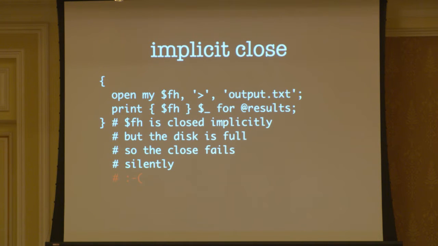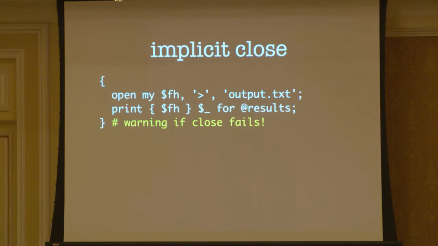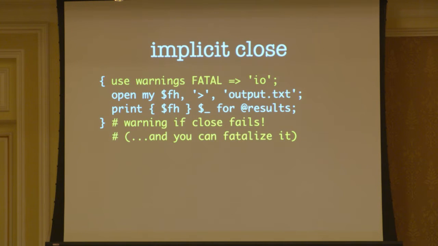So what happens now is you still get the implicit close, and it can still fail, but you will get a warning. It's going to say, "Hey, I was just closing this file handle for you, and it didn't work." And you can fatalize that warning and say, if you get any IO warnings from this block, they're fatal. Now, I'd like to make this finer grained, possibly have auto-die turn this on, but this is a big, big improvement on all these programs that are losing data once in a while and you never realize it. Okay, enough for file handles.